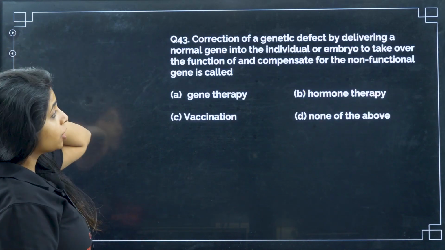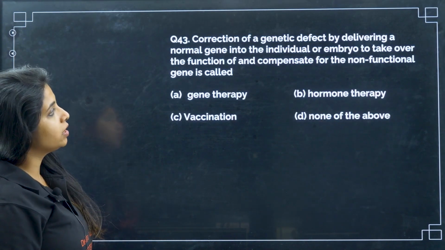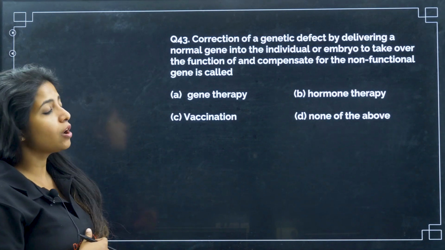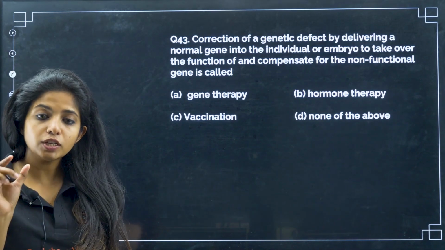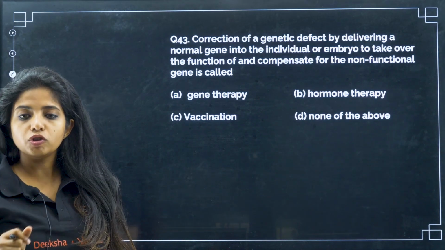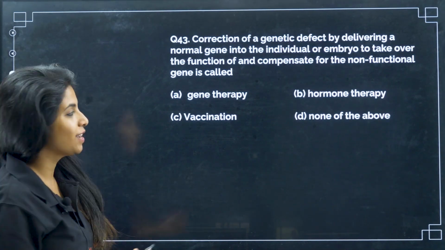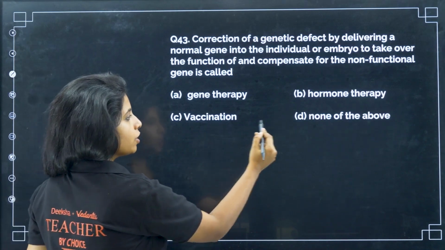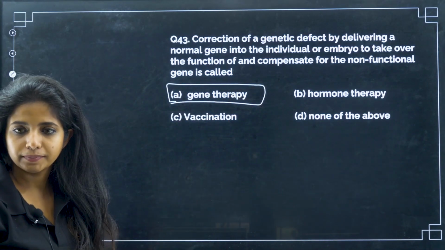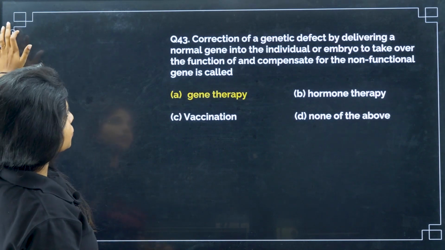Next, correction of a genetic defect by delivering a normal gene into an individual or embryo to take over the function of and compensate for the non-functional gene. One gene is not functional, so you are compensating for it by putting in another normal gene. What do you call this therapy? Hormone therapy, vaccination, none of the above? It is gene therapy, where you are providing the gene itself. So A is your answer.